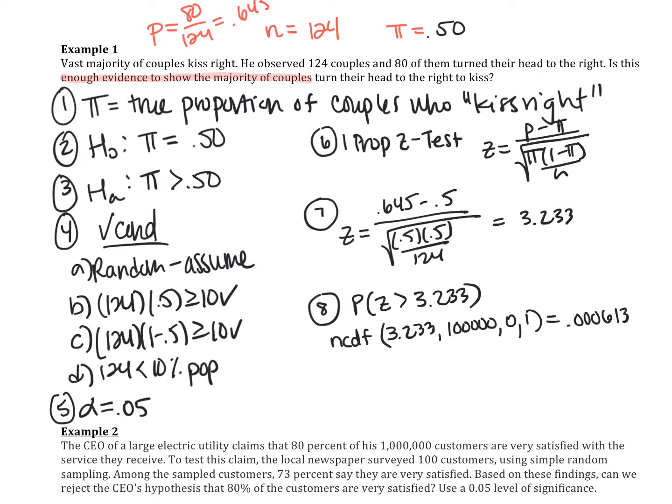And this turns out to be 0.000613. I compare that to my alpha level of 0.05, and it's less than. So I'm going to reject my null in favor of the alternate.